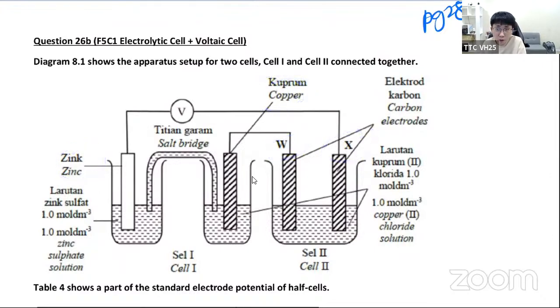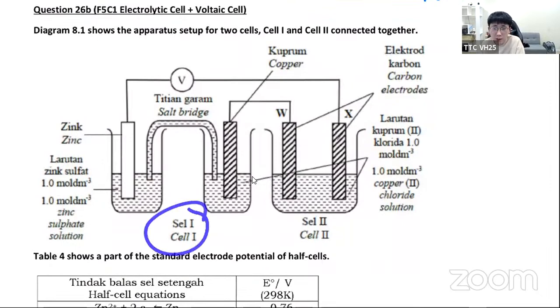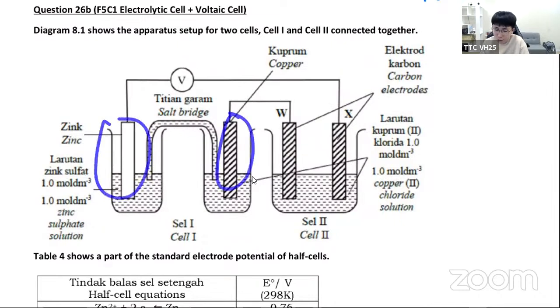With these two cells here, first thing first, cell one has zinc and copper. Do you see that it fulfills my requirements for a voltaic cell? I told you before, voltaic cell, number one, no battery. Number two, it has two different types of electrodes. So when you have two different types of electrodes, zinc and copper, this will be our voltaic cell.